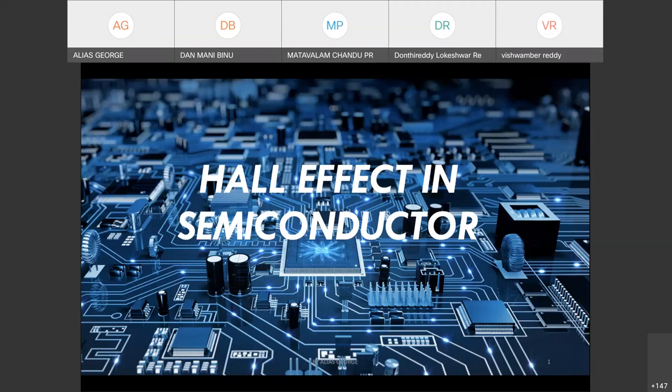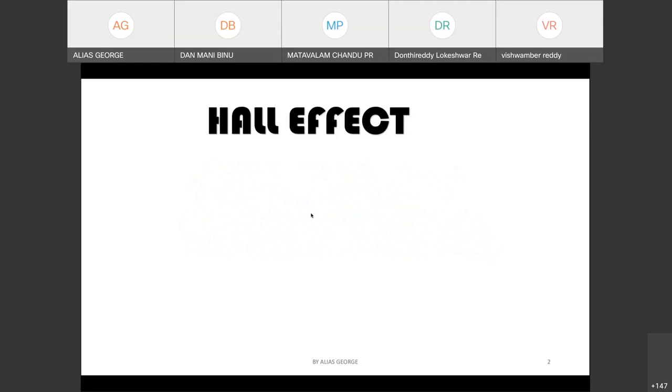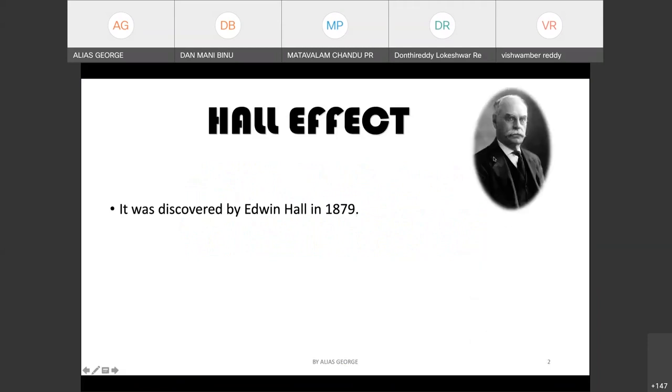So, Hall effect in semiconductor. This was discovered by Edwin Hall in 1879. Do you want to see Edwin Hall now? Yeah, this is his picture. Is it visible now? Any problem? Okay. Yeah, this is the one, Edwin Hall. He discovered the Hall effect.